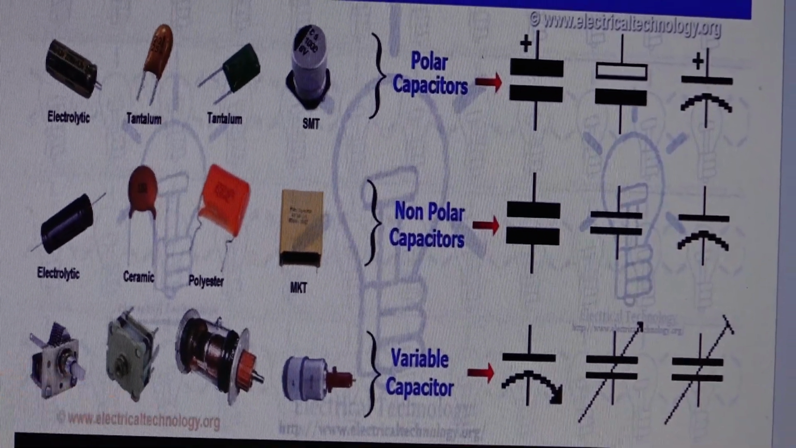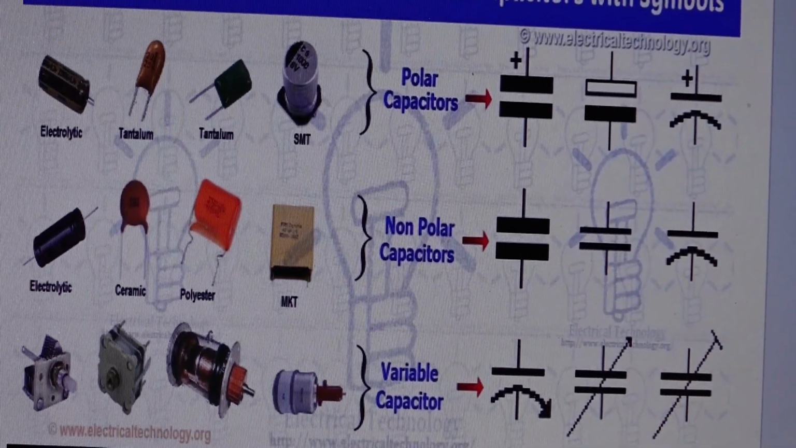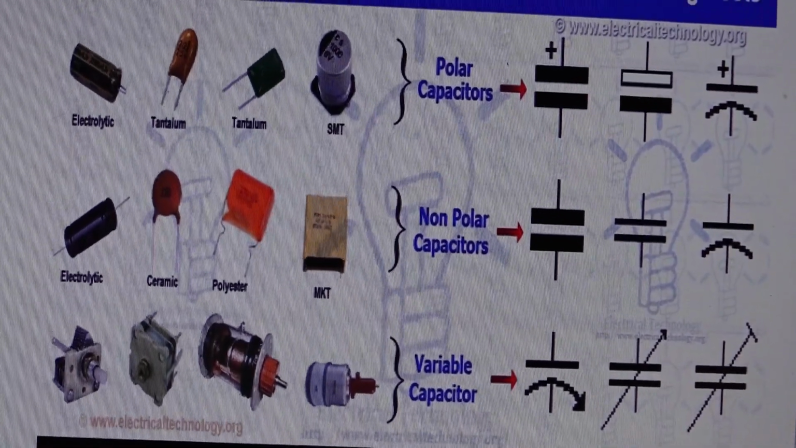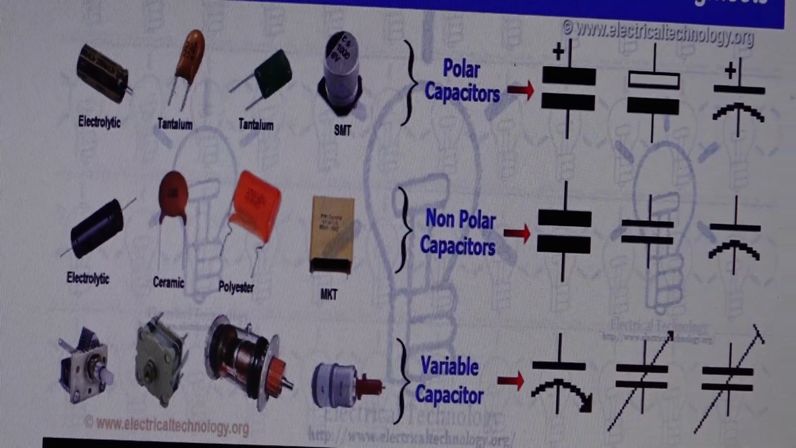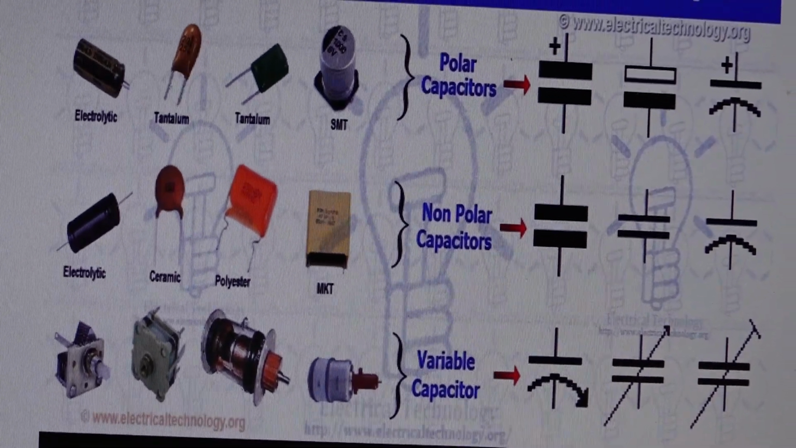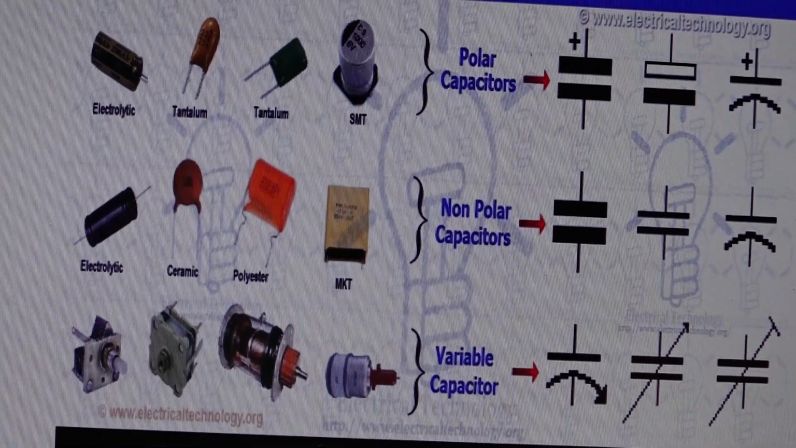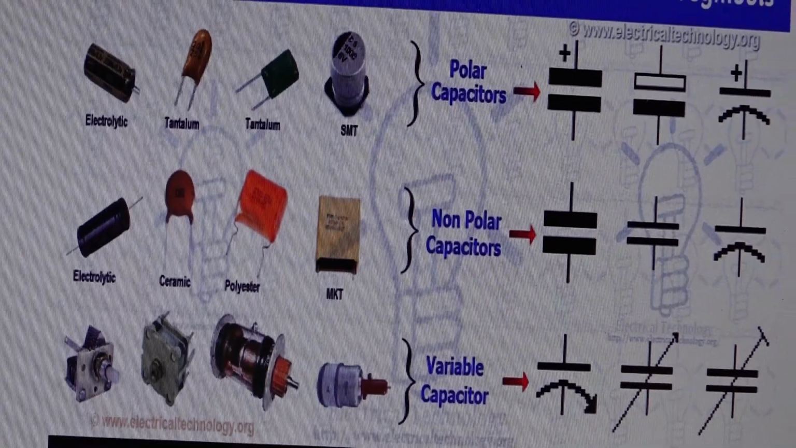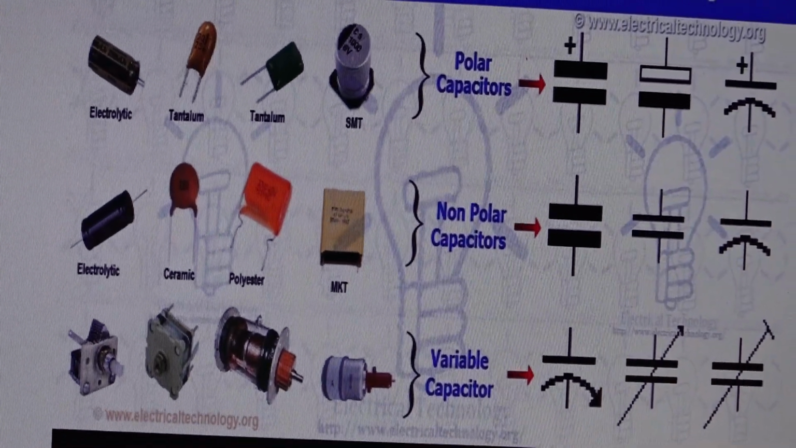And then the last group is the group of variable capacitors. These variable capacitors have two terminals, but they also have a third terminal, which you call the adjustment terminal, which allows you to adjust the capacitance of the capacitor. So all of these are three examples of variable capacitors. We don't use them often in electronics compared to polarized and non-polarized capacitors, but it's better to know them.